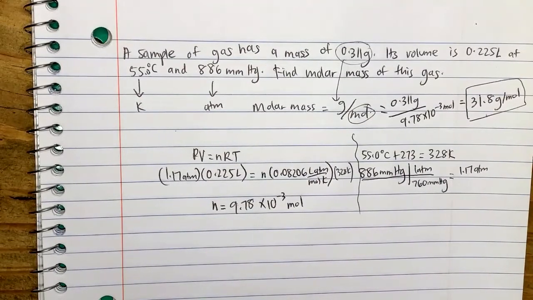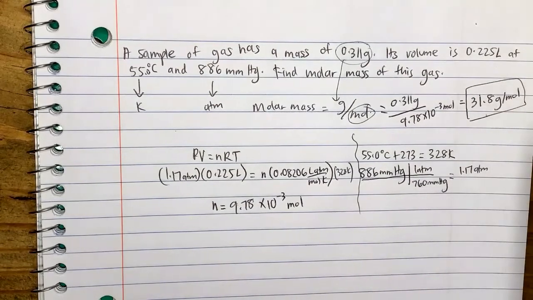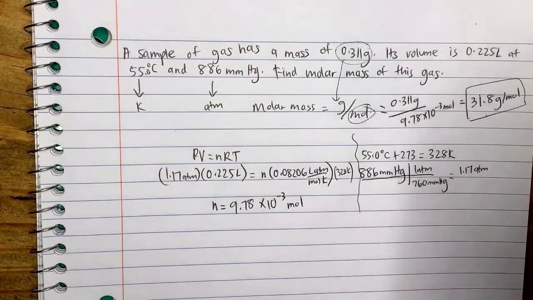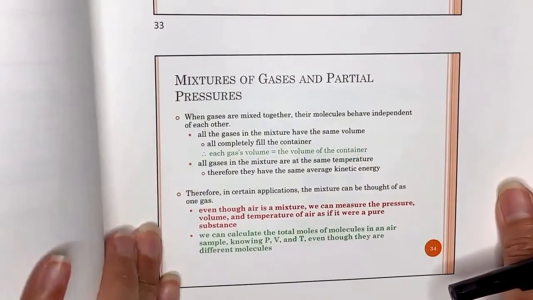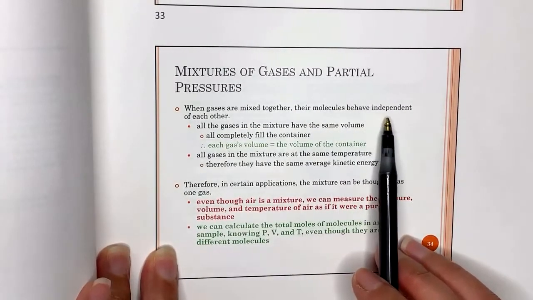Now, let's go to the next part of this chapter. We're getting to the last parts now, so we're almost there. So it has to do with partial pressures of gas. They're saying that with gases here, they don't really care about the identity at that point. It says here, when gases are mixed together, the molecules behave independently.